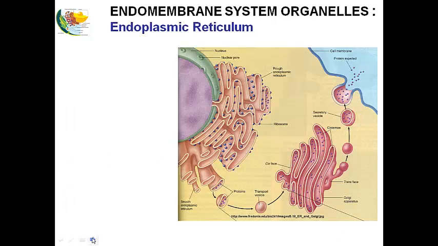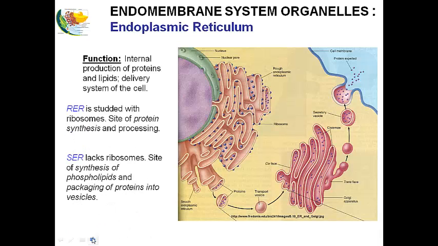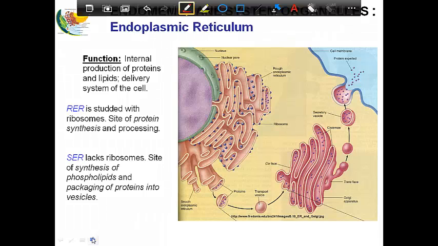Okay, the second part, maybe we're on the third part now. Third part of the endomembrane system is the endoplasmic reticulum, or the ER. Its function is kind of a variety of things, because we have what's called a rough ER, that's this RER right here. And then we have a smooth ER, which is the SER.